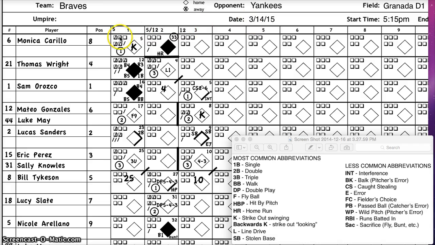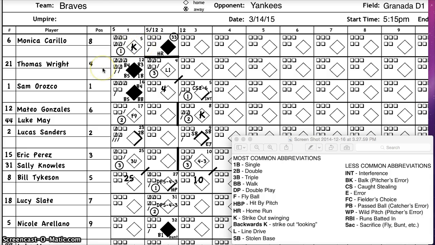So I see here that at the very beginning of the game, because the Braves are away, they're going to bat first, and the Yankees are pitching number 5. So this is important. Don't forget to write who's pitching in each inning. So Monica, who's the first batter, comes up, gets a count of 2 balls and 2 strikes, and then strikes out swinging. So we've denoted that she was the first out, and we have a number 5 up here to note that there are 5 pitches so far.